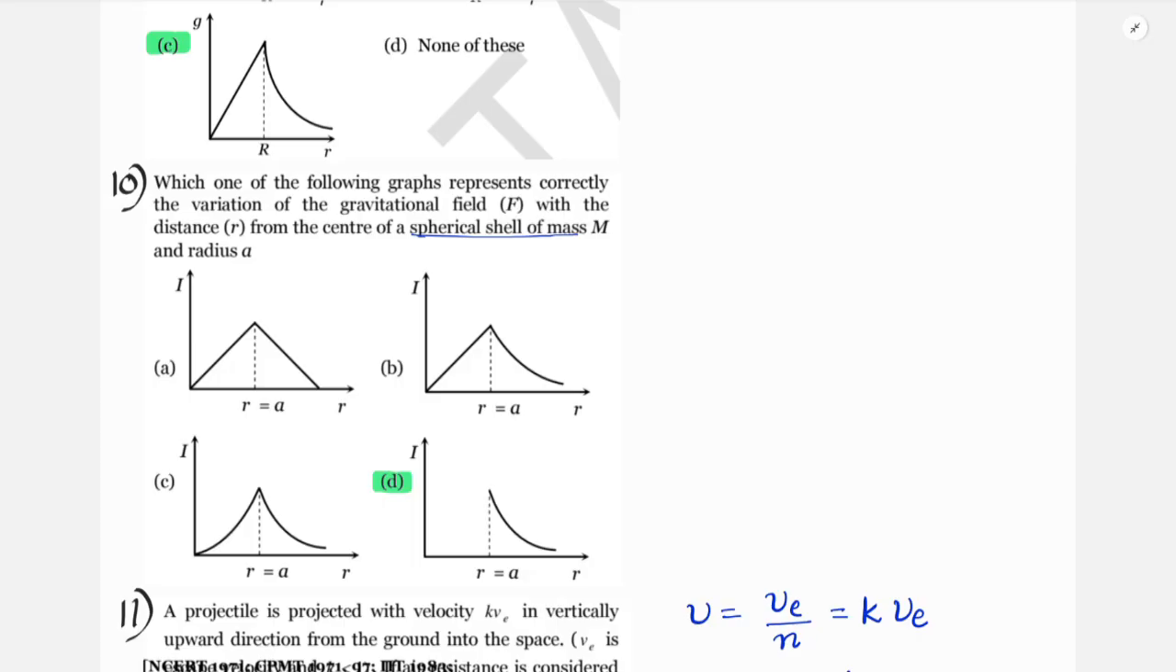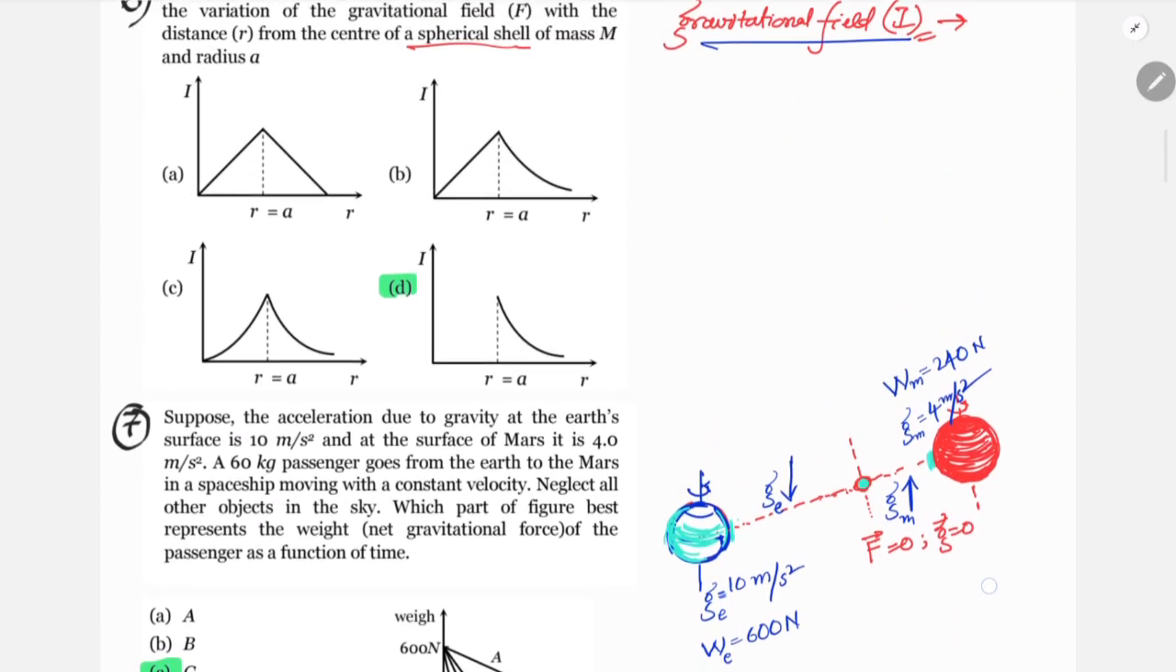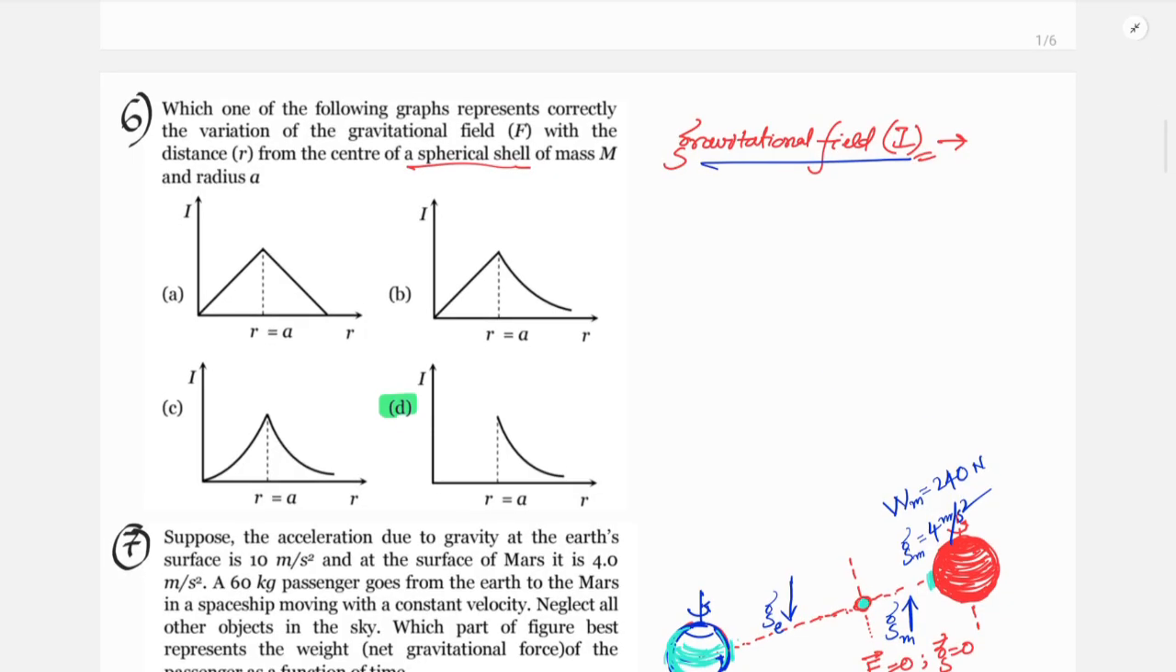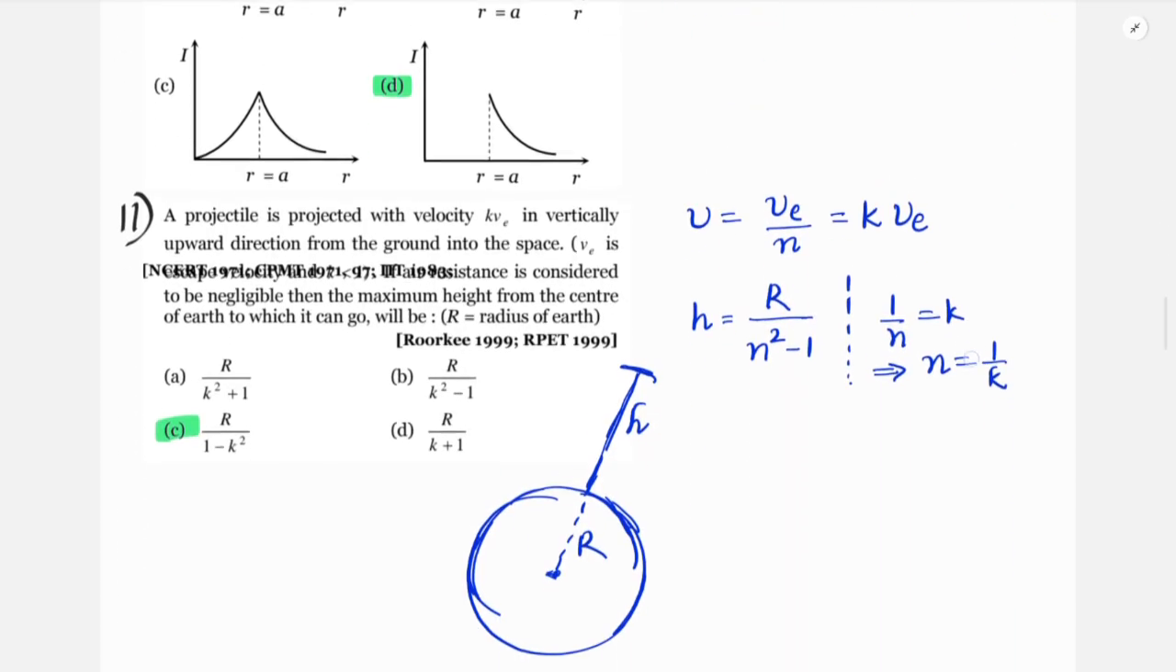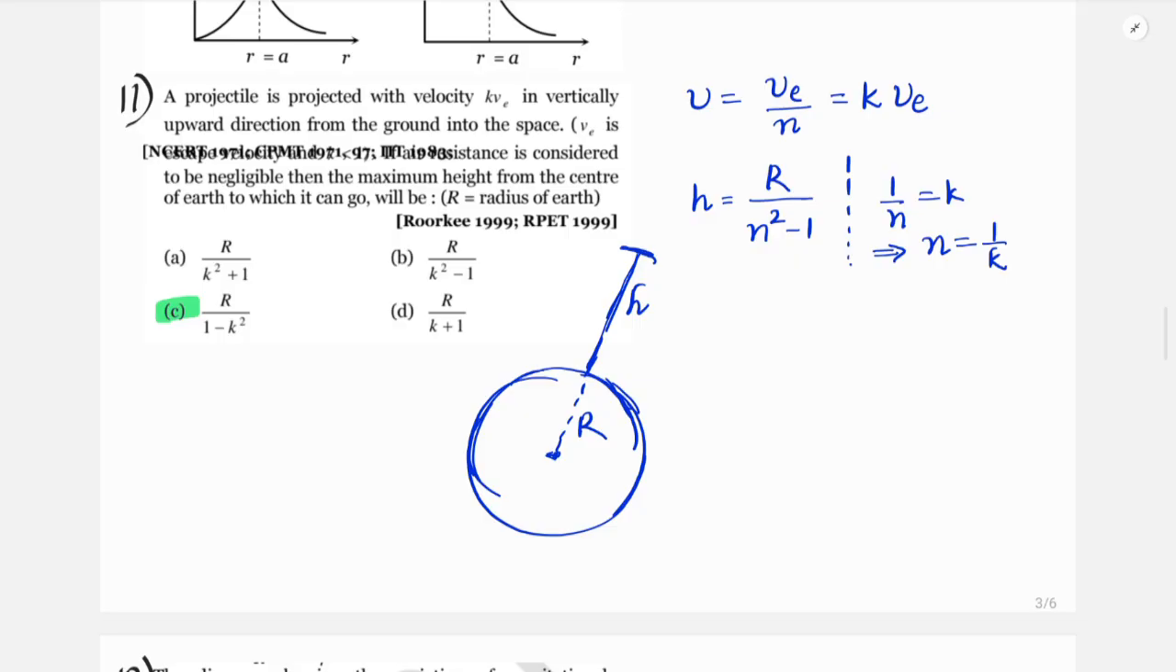Similar, already previously we discussed, this is a repeated question, I thought. Yes, here see, both question number 6 and 10 are the same, repeated. Sorry for that. Now question number 11. So this is already a derived formula. Already we derived that formula. Suppose a projectile is projected with a velocity k times the escape velocity in the vertically upward direction from the ground into the space. Okay, v is the escape velocity, everything we know that.